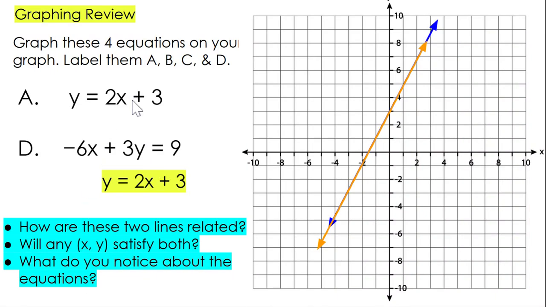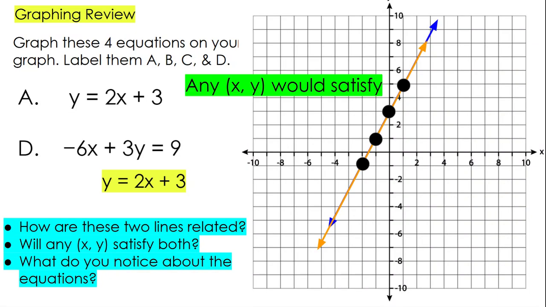Now you can see A and D. When I solved D for y as well to have them in the same format, they ended up being the same exact equation. That means any point would satisfy. This is called infinite solutions.